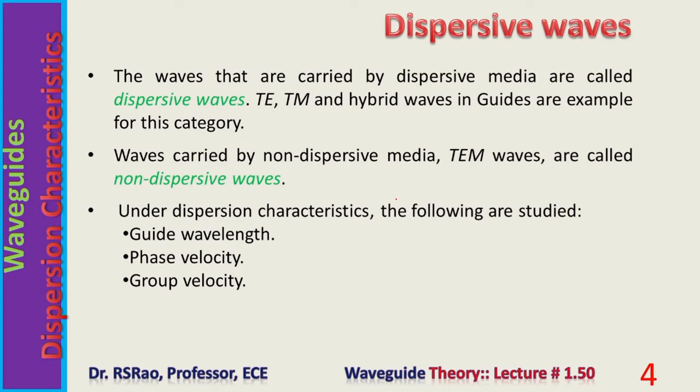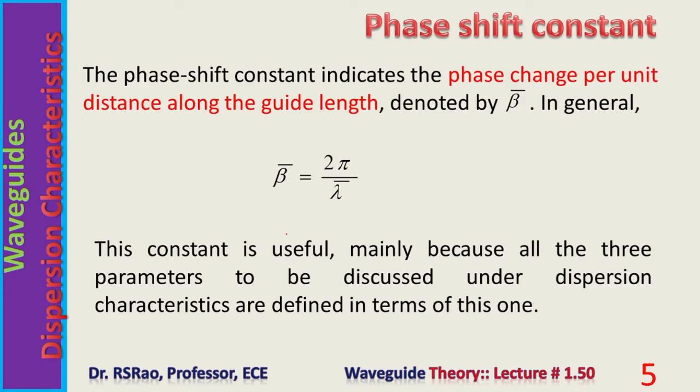Under dispersion characteristics, normally we study guide wavelength, phase velocity, and group velocity, all the three. Once you have an expression for guide wavelength, obtaining an expression for phase velocity or group velocity is quite a simple mathematical process. Obtaining an expression for guide wavelength is also a simple process, but the starting point is, first we obtain guide wavelength from the characteristic equation and from that phase velocity and group velocity. Here, of course, we are going to first define guide wavelength, phase velocity, and group velocity, and then try to obtain expressions for these quantities.